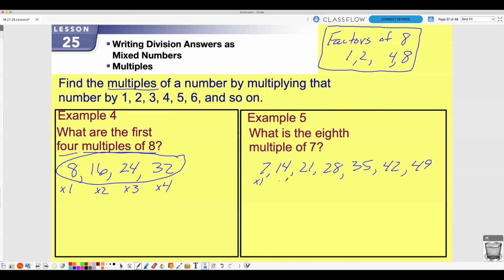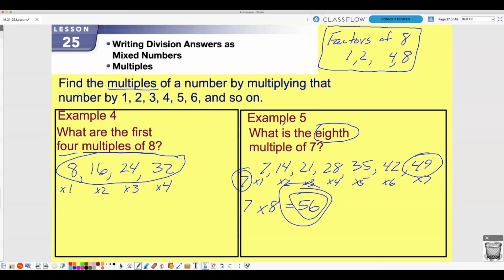So this is times 1, this is times 2, this is times 3, this would be times 4, and I'm talking about 7 here. 7 times 1 is 7, 7 times 2 is 14, 7 times 3 is 21, 7 times 4 is 28, 7 times 5 is 35, 7 times 6 is 42, 7 times 7 is 49. Now, you don't necessarily have to list all of those, but to find out what the 8th one is, you can see all I have to do is multiply it times 8. 7 times 8 equals 56. So that'd be your final answer on this particular question.